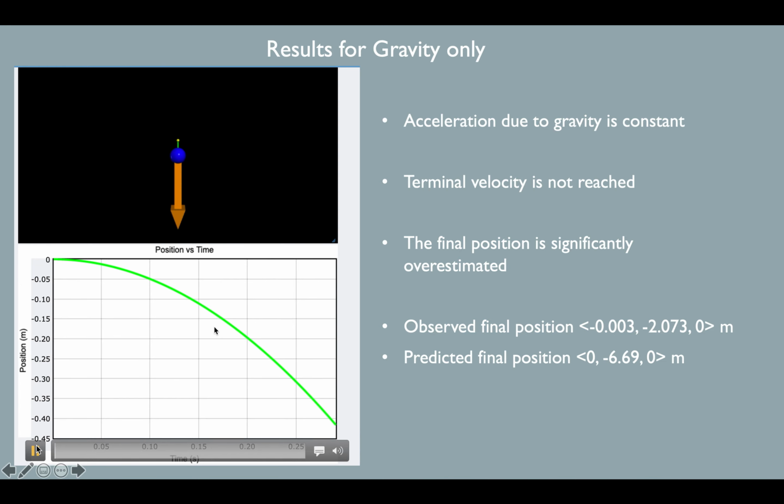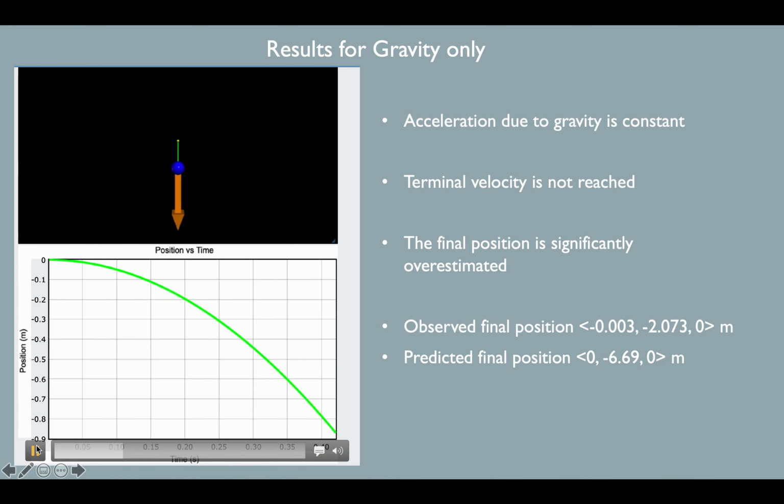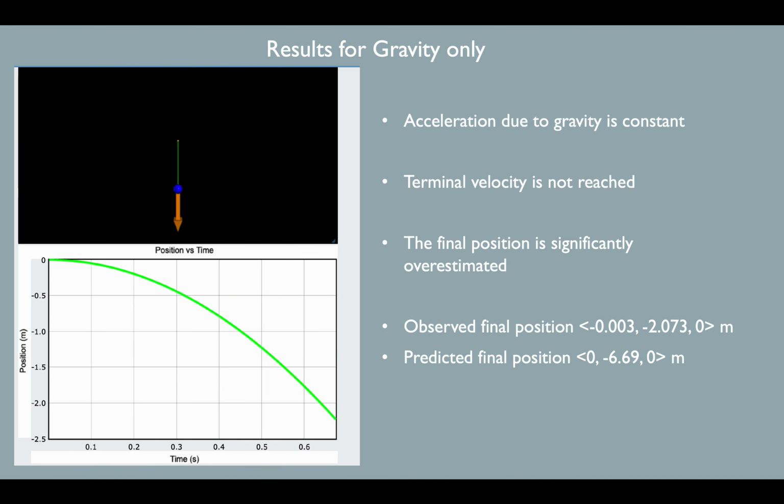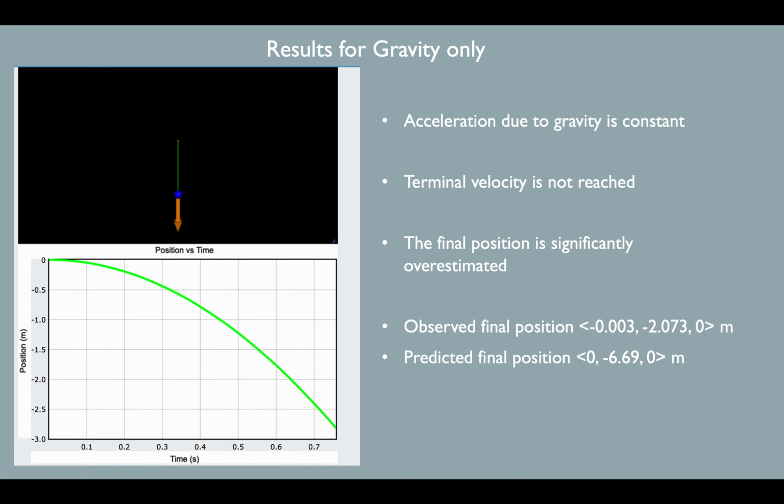Running the gravity-only model, you can see that the slope never becomes linear, indicating that terminal velocity is not reached. The acceleration due to gravity is constant, as there is no opposing force. The model significantly overestimates the position of the ball to be over 6 meters in the negative y direction, while the observed final position was about negative 2 meters.